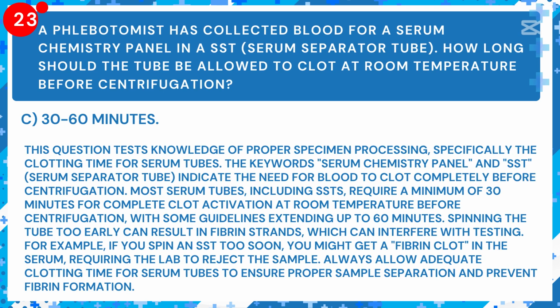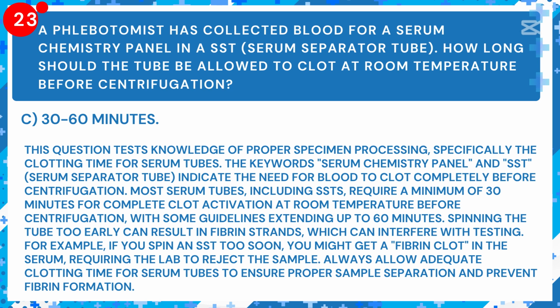Answer: C. 30 to 60 minutes. Explanation: this question tests knowledge of proper specimen processing, specifically the clotting time for serum tubes. The keywords serum chemistry panel and SST, serum separator tube, indicate the need for blood to clot completely before centrifugation. Most serum tubes, including SSTs, require a minimum of 30 minutes for complete clot activation at room temperature before centrifugation, with some guidelines extending up to 60 minutes.